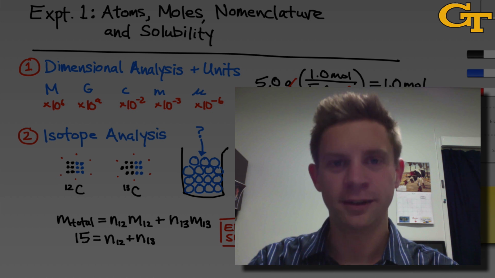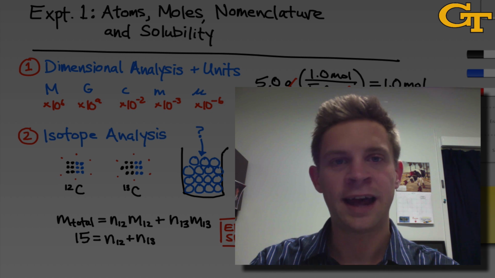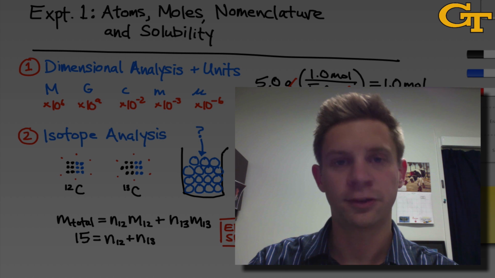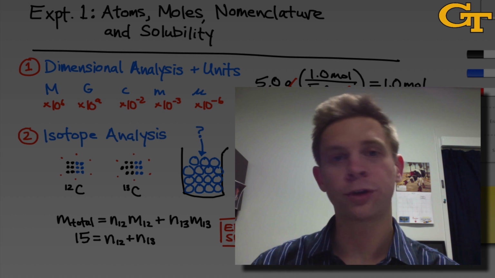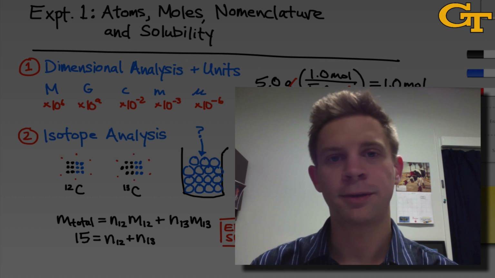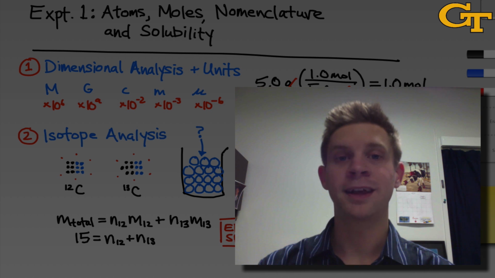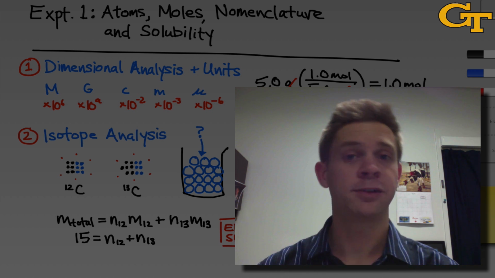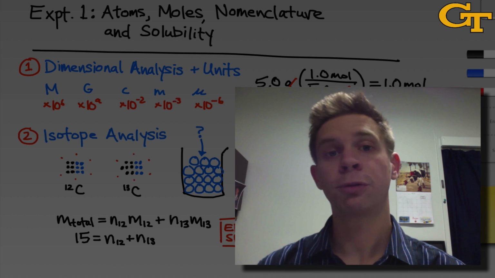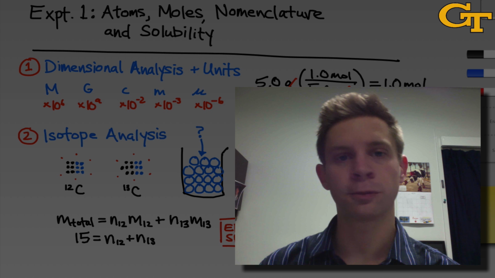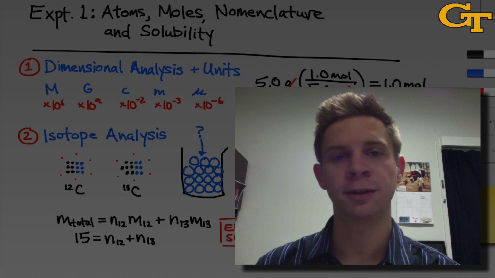The first experiment in Chem 1211 is titled Atoms, Moles, Nomenclature, and Solubility. And as the name suggests, this lab is kind of a smorgasbord of fundamental topics in general chemistry. So we'll begin by looking at dimensional analysis and reminding ourselves of the SI system of units and how to use things like prefixes and scientific notation appropriately to manage scientific measurements.